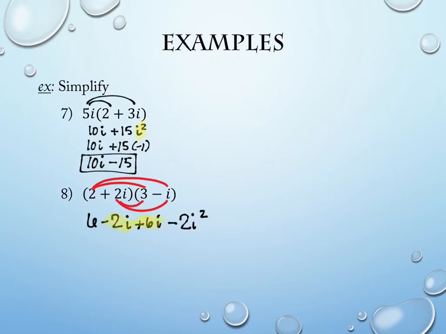There's two things that we need to make sure that we consolidate here. One is the fact that there are like terms, negative 2i and positive 6i. And the other is the fact that i squared is equal to negative 1. So we have 6, and then negative 2i and positive 6i is positive 4i. And then at the end, I have negative 2 times negative 1, since i squared is equal to negative 1. So negative 2 times negative 1 would make that a positive 2 at the end, which means it combines with the 6 at the beginning, right? So I have 8 plus 4i, or you can write it as 4i plus 8.